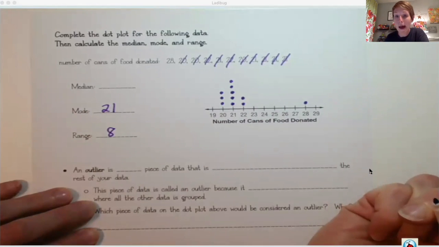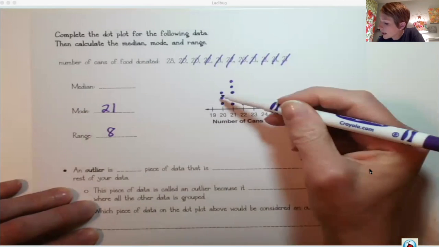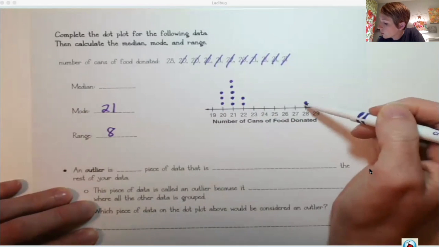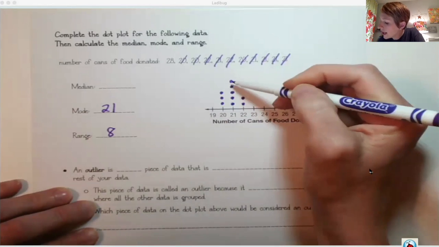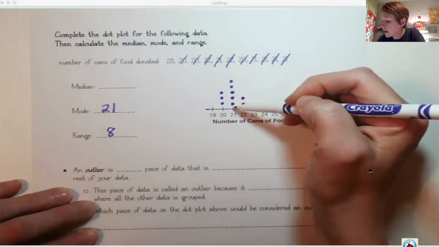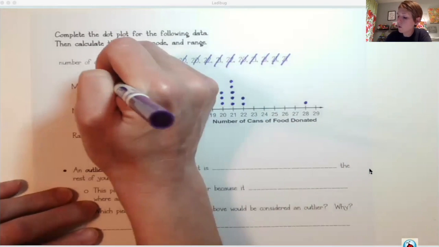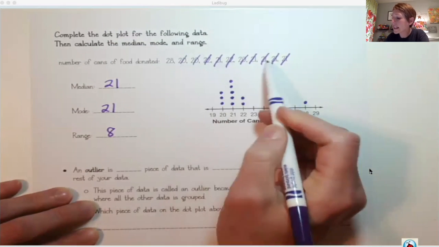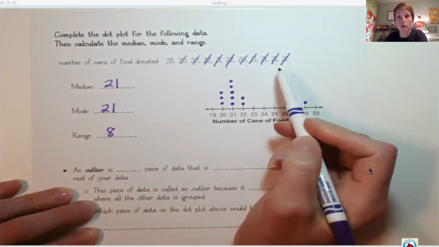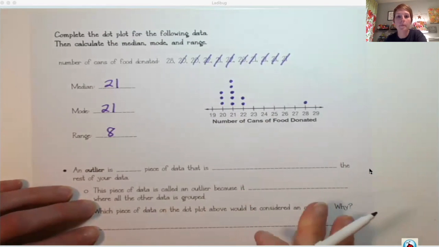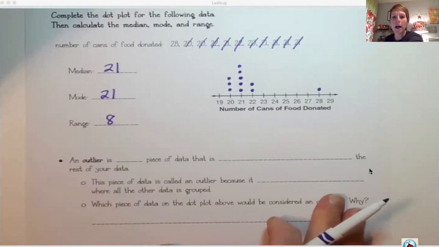Now, let's go back to median. Let's count. I have 1, 2, 3 dots here, 1, 2, 3 dots here, and once I get to the middle of this column, I know that my median is 21. You could have listed these in order least to greatest and found your median that way too. Either way is fine.